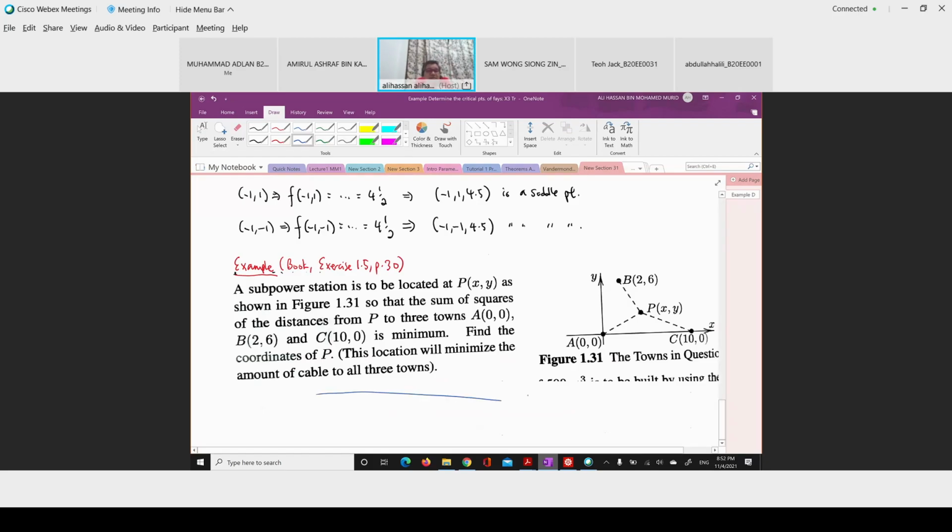A sub-power station is to be located at P(x, y), as shown in figure 1.31 here, so that the sum of squares of the distances from P to three towns A, B, C, with their coordinates given, is minimum. Find the coordinates of P. This location will minimize the amount of cable to all three towns.